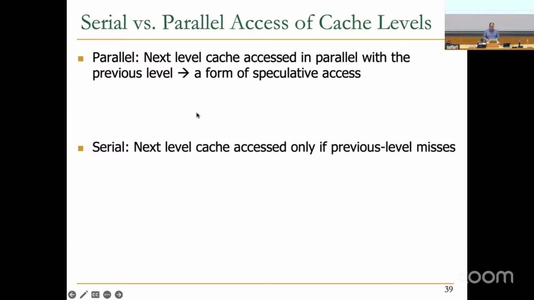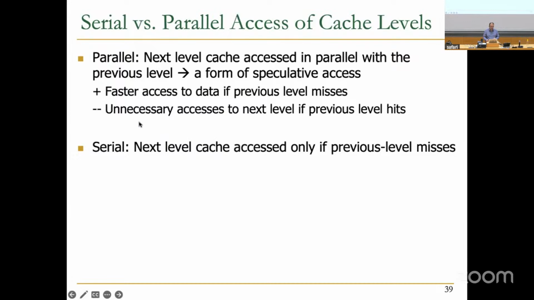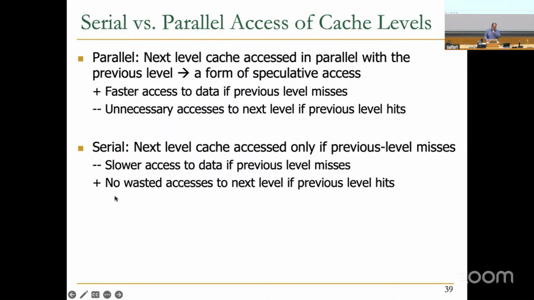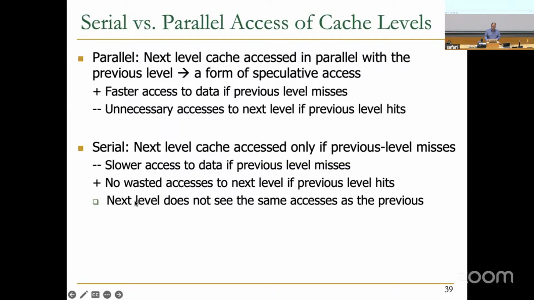And that's the parallel access. In serial, basically, next level cache access only if previous level misses. So of course, in parallel access, we have faster access to data if previous level misses, but there are unnecessary accesses to the next level if the previous level hits, of course. In serial access, we have a slower access to data if previous level misses, and there are also no wasted accesses to the next level if previous level hits. So that's a good thing about serial accesses.